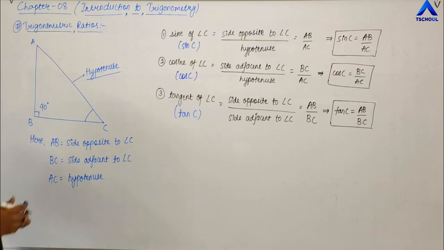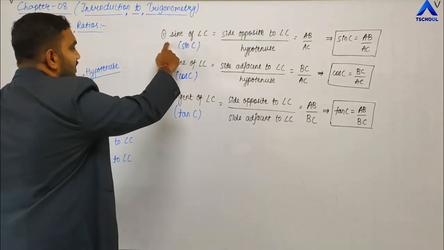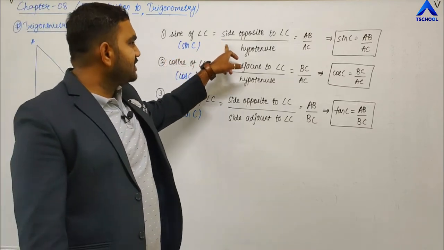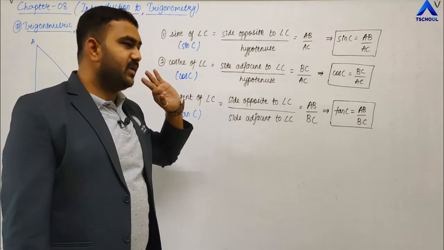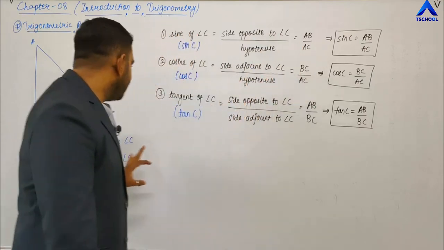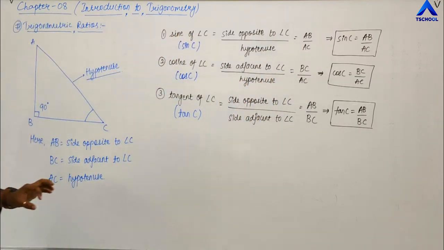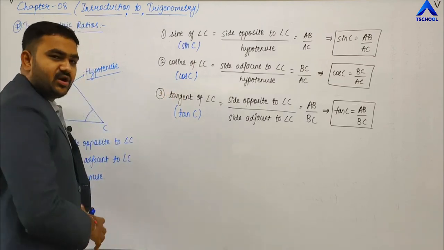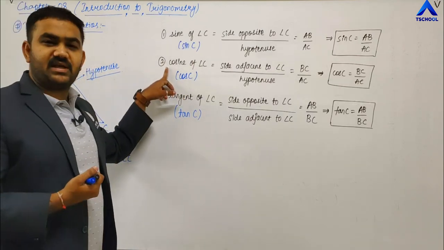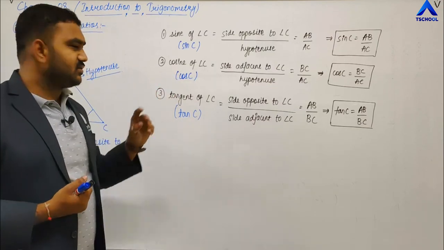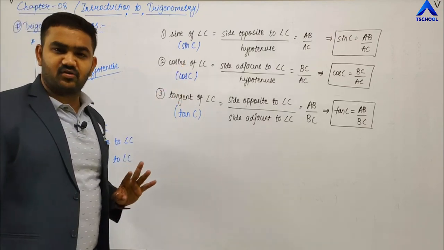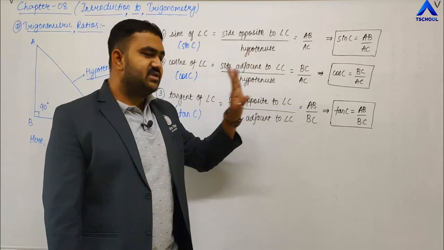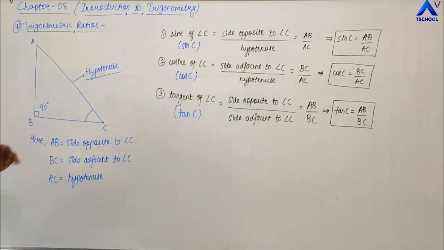Let me recall this. The first one is sine of angle C, written as sin C, which is side opposite to angle C upon hypotenuse, that is AB upon AC from this figure. Similarly, cosine of C, written as cos C in short form, this is the full form, cosine. In short, it is written as cos. So cos C is side adjacent to angle C upon hypotenuse, which is BC upon AC from this figure.